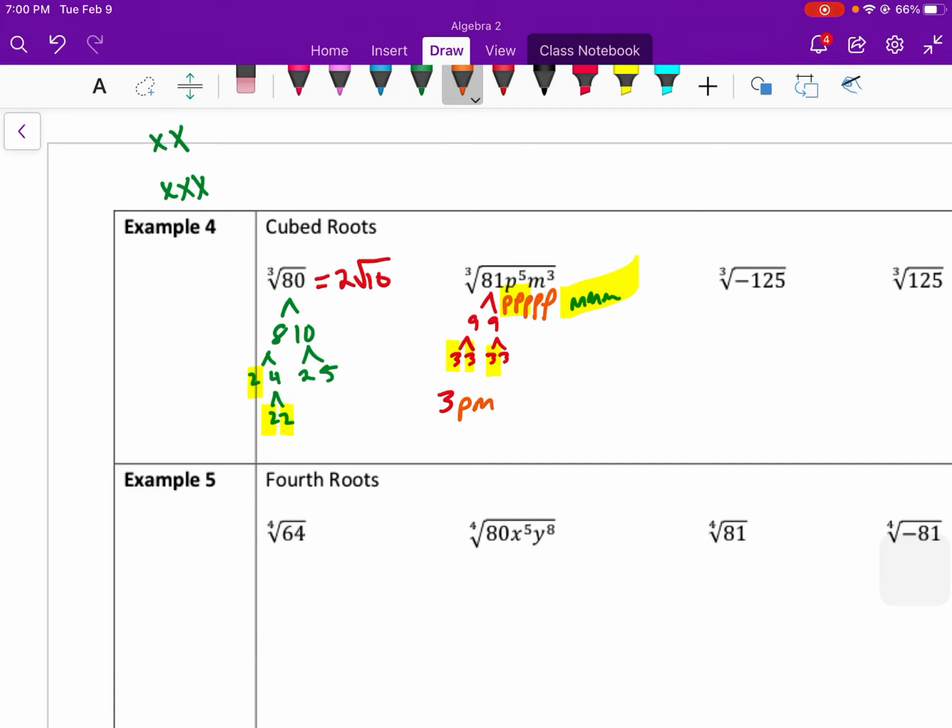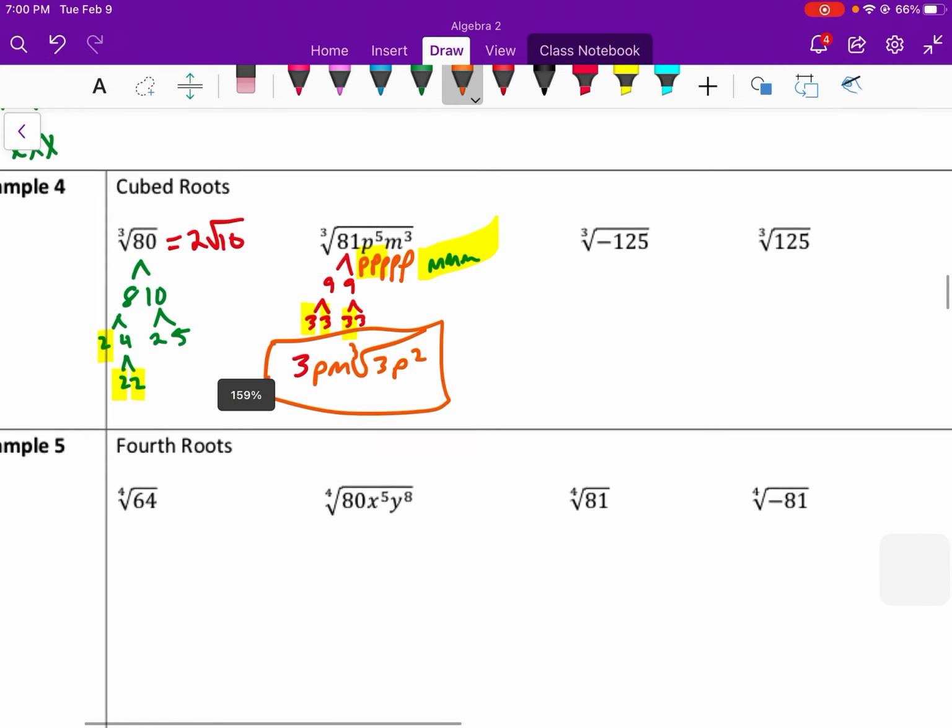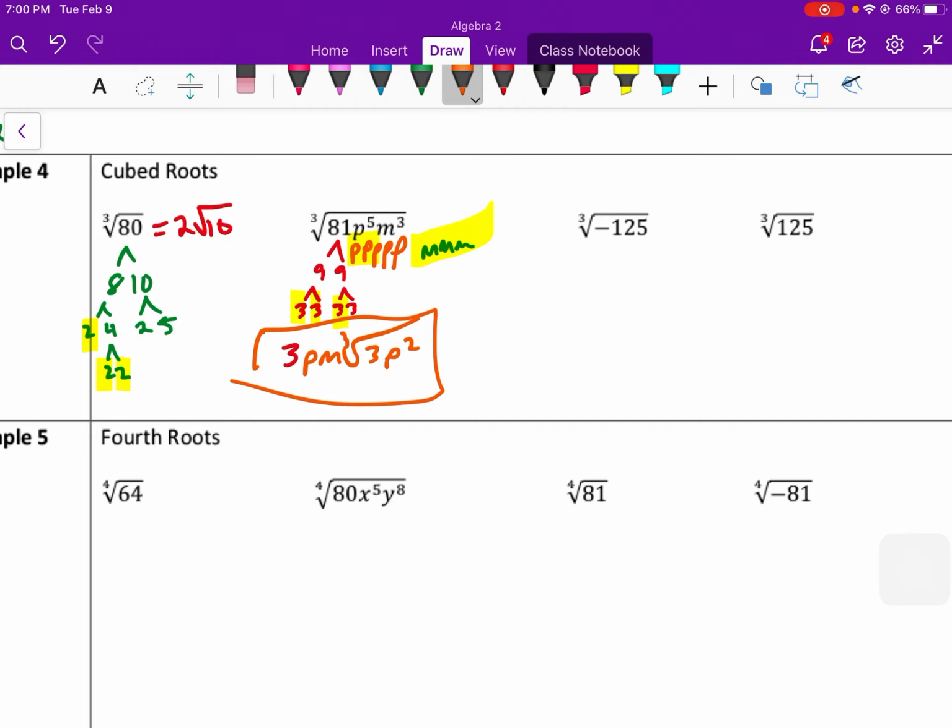So there's 3 more that we can pull out. So 3pm out front, and then what remains is what I haven't highlighted. So it looks like a 3 and a p squared is what's left under the radical. Oops, and it's cubed root. In this case, it's cubed root of negative 125.